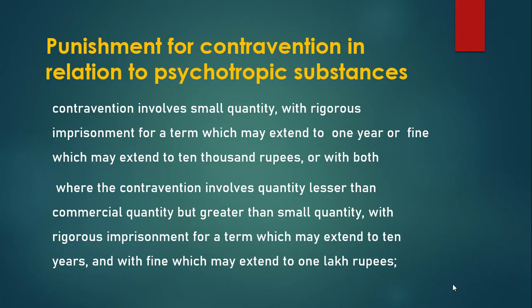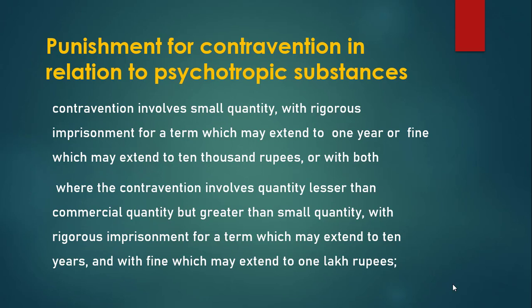Next, we will see punishment for contravention in relation to psychotropic substances. Till now we have seen generally the manufacture and production of these substances. Now we are specifically seeing punishment for contravention in relation to psychotropic substances only. Where the contravention involves small quantity, the punishment is the same, but in the act they specifically mention it: rigorous imprisonment for a term which may extend to 1 year, or fine which may extend to 10,000 rupees, or both.